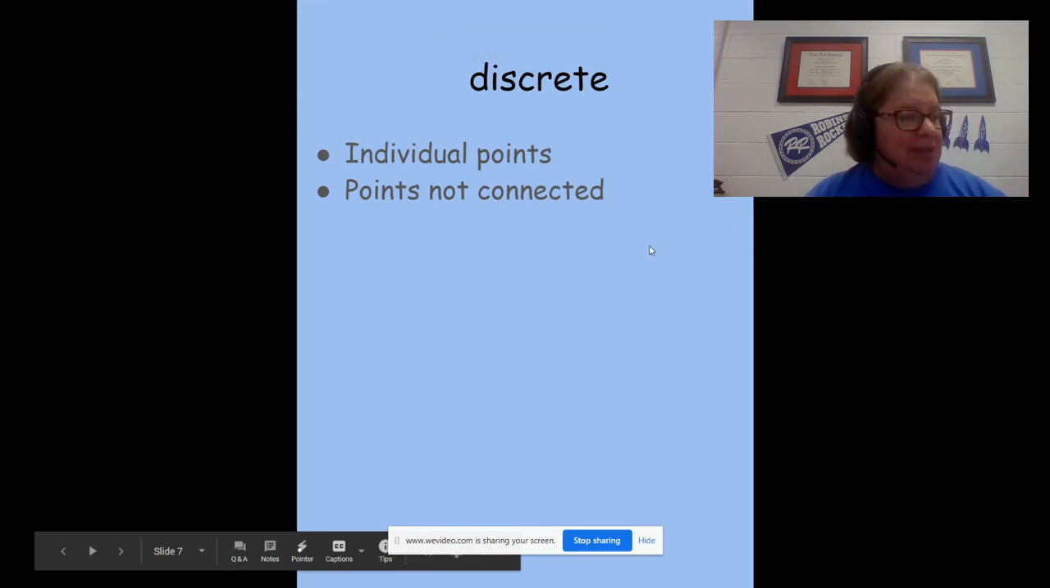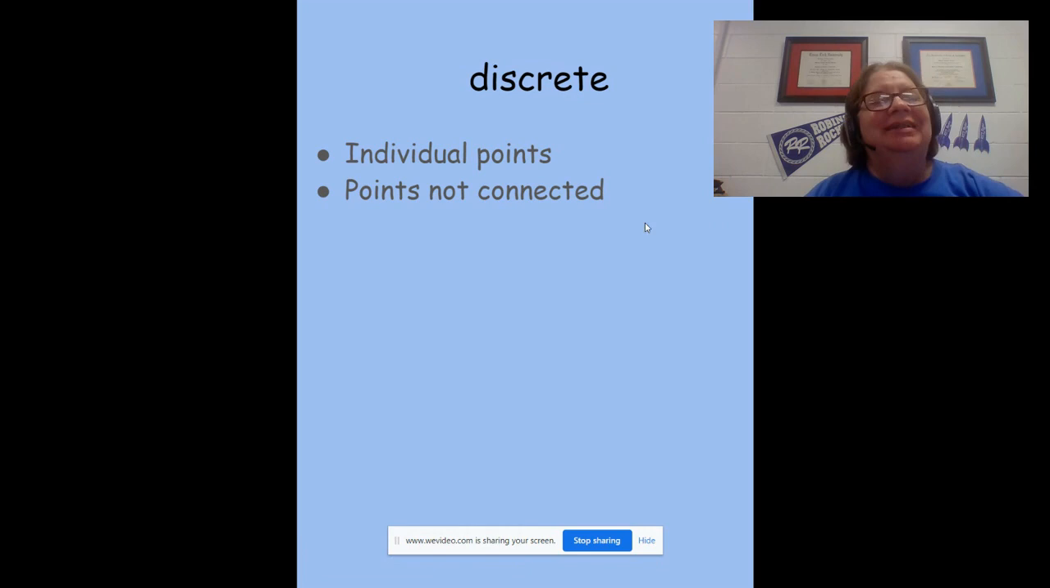All right, we're going to talk about data this year, and we're going to describe it as continuous or discrete. Discrete is if it's individual points and the points are not connected. Now, you might see this in a graph. It might look all over the place. Or it might be in a pattern like a line or the shape of a U, which we're going to call a parabola. Discrete data just means that the points are not connected.